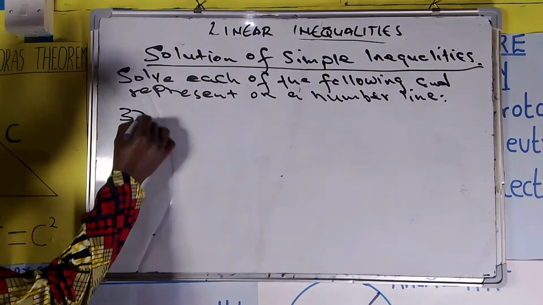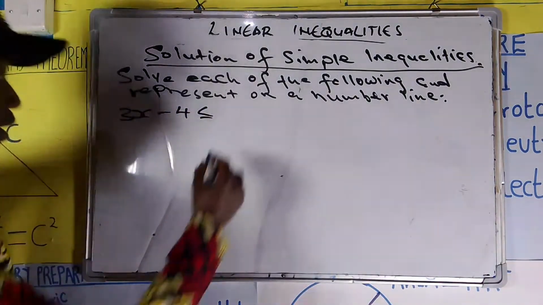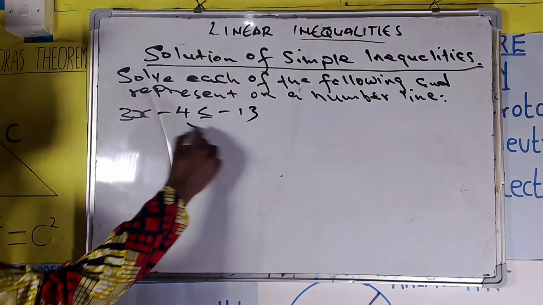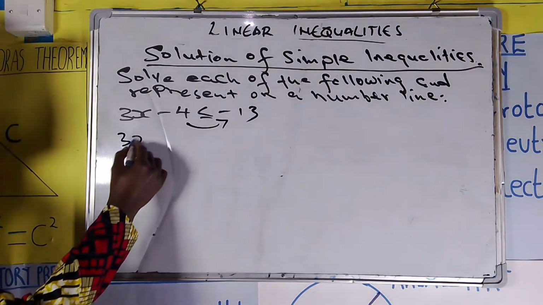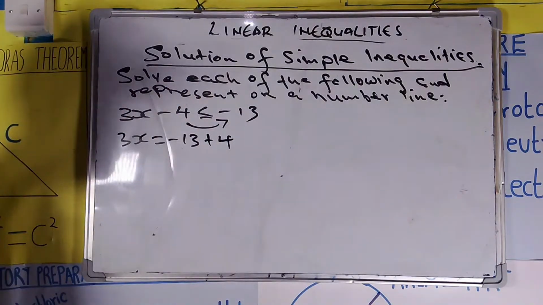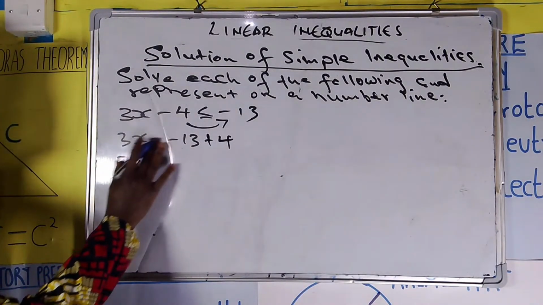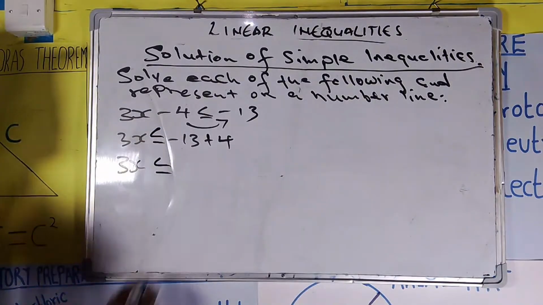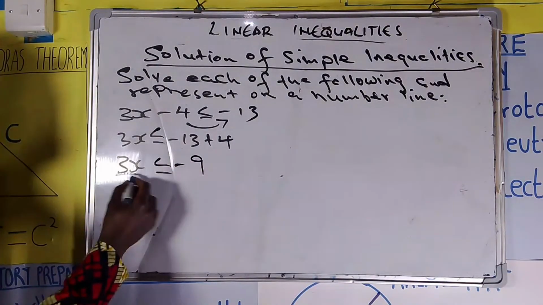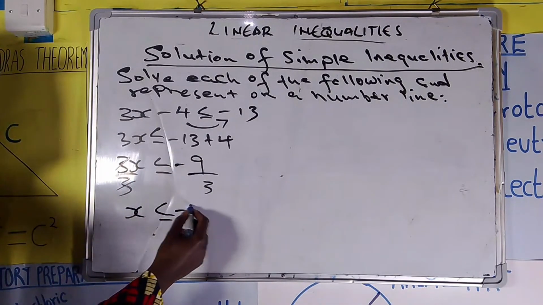3x minus 4 is less than or equal to negative 13. So take this to the other side. Itakuwa 3x is less than or equal to negative 13 plus 4. Juu nikipeleka huko itakuwa positive. Negative 13 plus 4 itakuwa negative 9. Then for us to be left with x, we divide both sides by 3. And we get our x is less than or equal to negative 3.